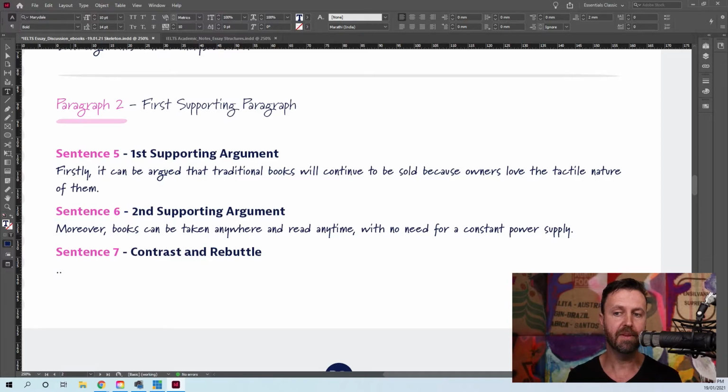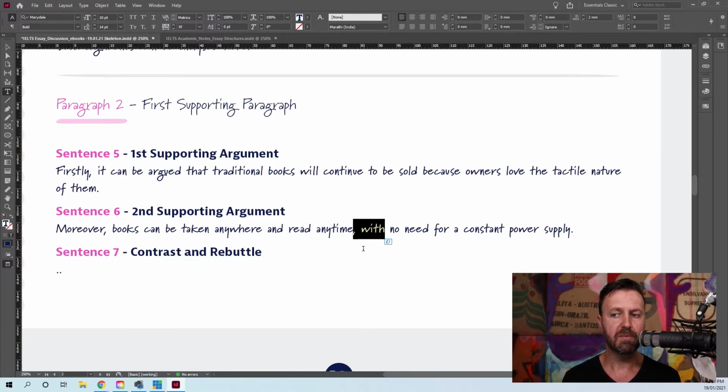So moreover, it's almost like additionally, moreover, books can be taken anywhere and read anytime with no need for constant power supply. So the "with" here is a nice little connector, because what it illustrates is we've got a main idea, which is books can be taken anywhere and read anytime. And this comma "with" is like a sub-level of detail underneath that. It further describes that first point.